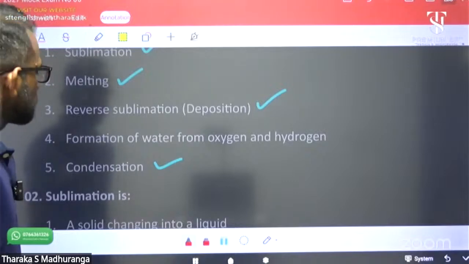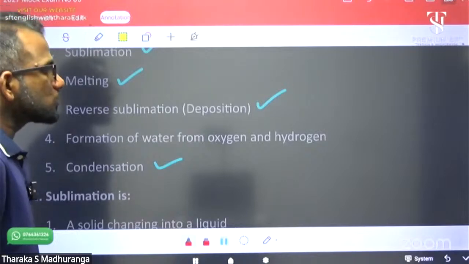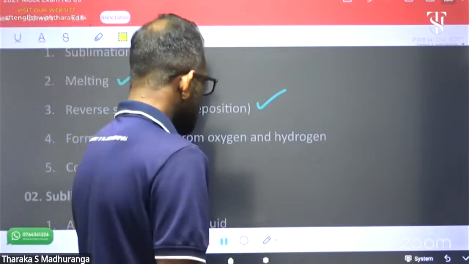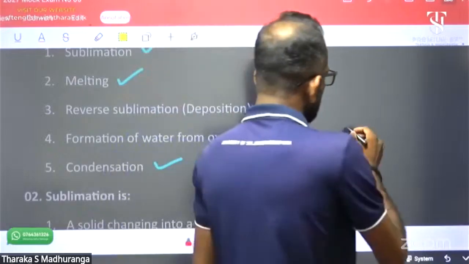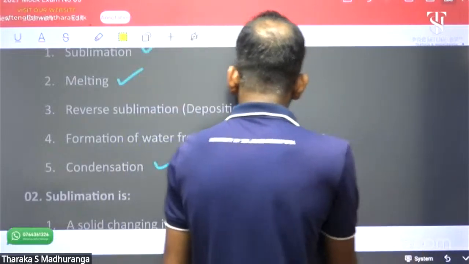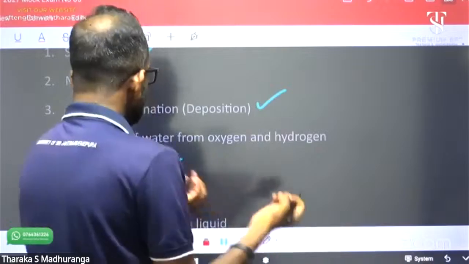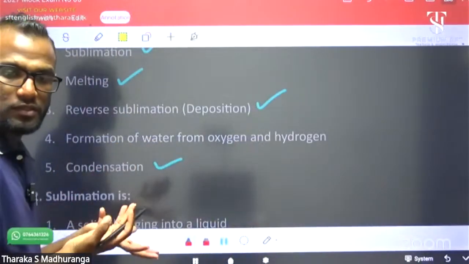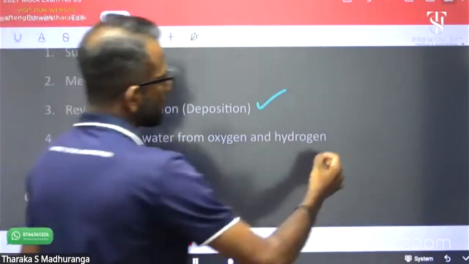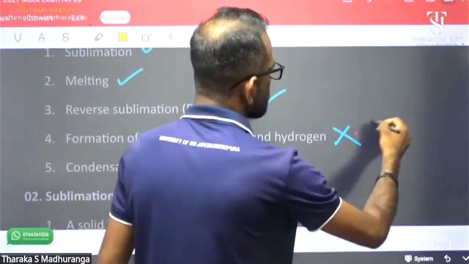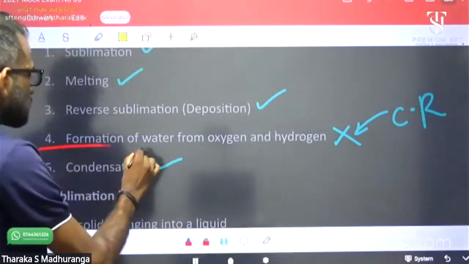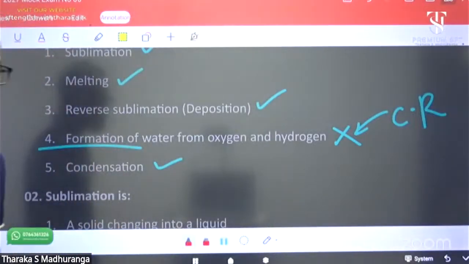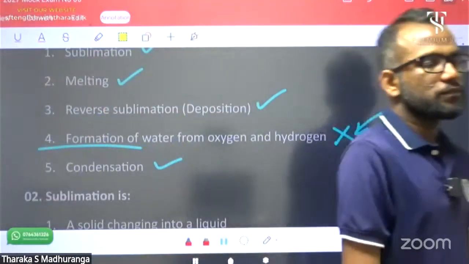Formation of water from hydrogen and oxygen is a chemical reaction. It's not a physical change. The reactant and the product, that means the raw materials and the final product, are different, with different characteristics. Therefore, it's a chemical reaction. Answer number 4.